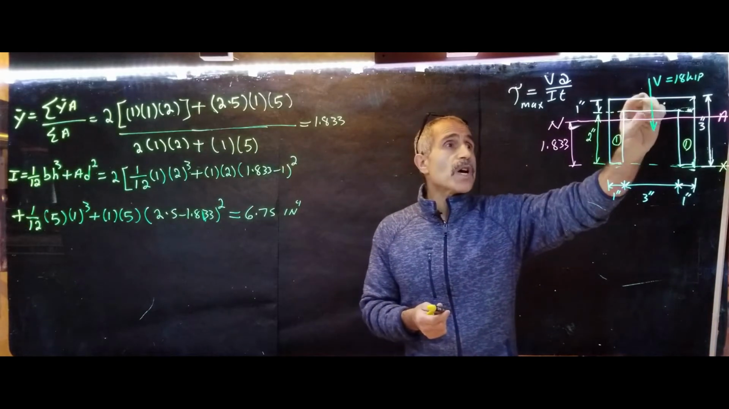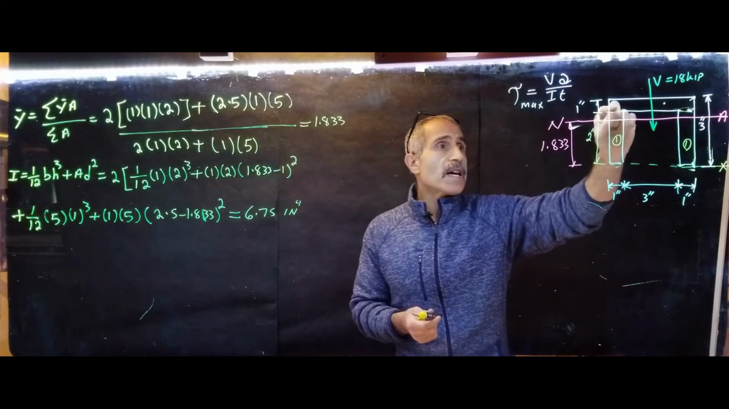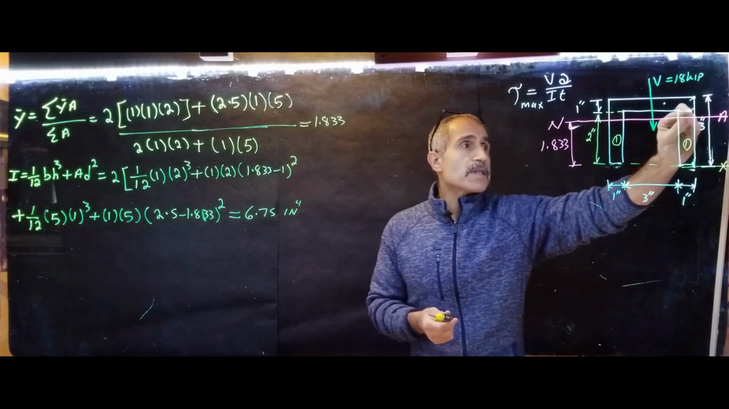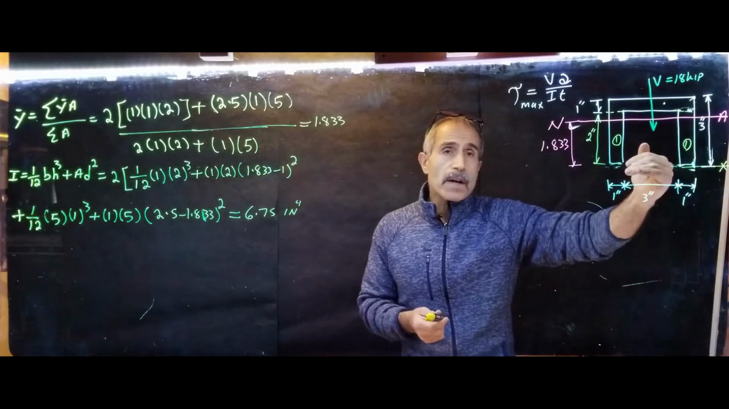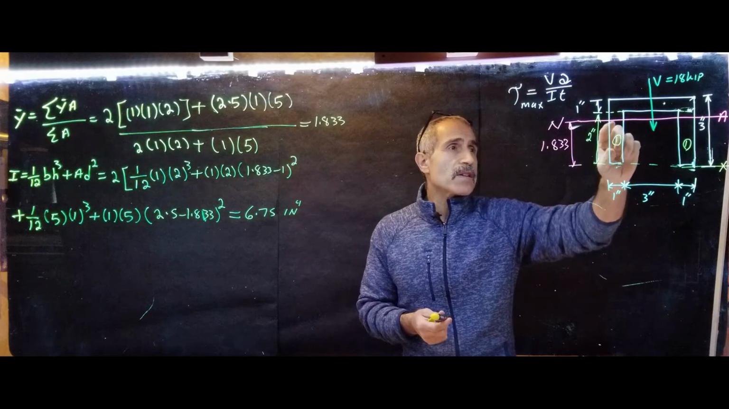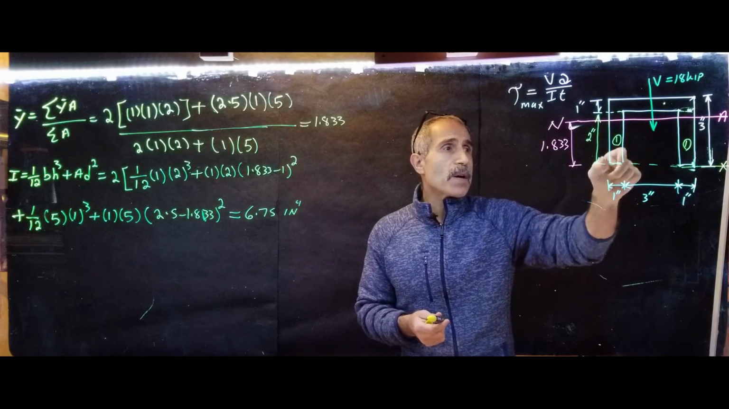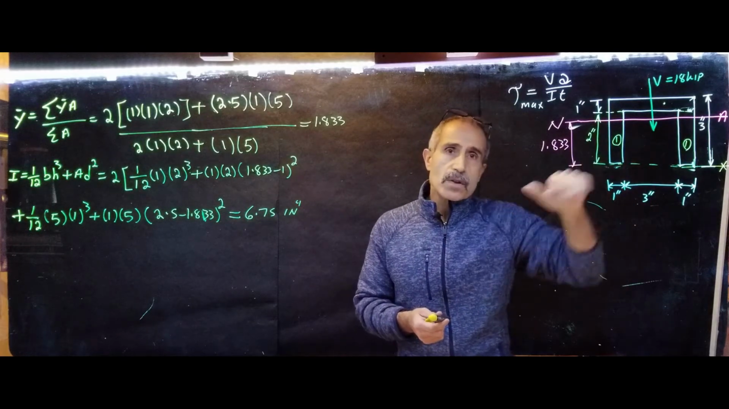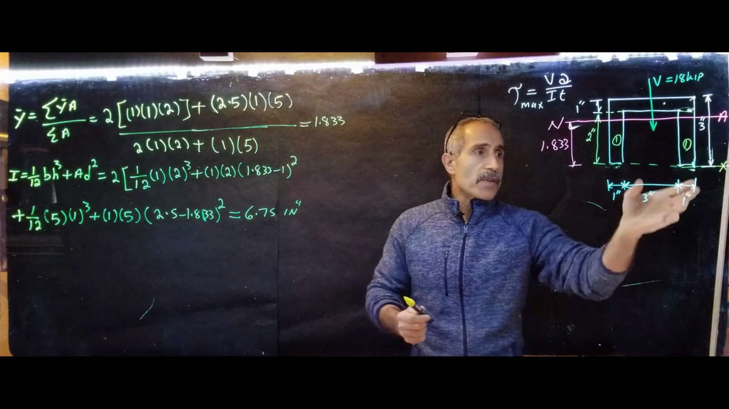If I use Q top, I have to calculate this area, plus this little area, and plus this little area. But if I do Q bottom, all I have to do is this area, and I already know the dimension because I already said this is 1.883 by 1. So that makes it easier. So let's go to the bottom one, and then we have the two thick.